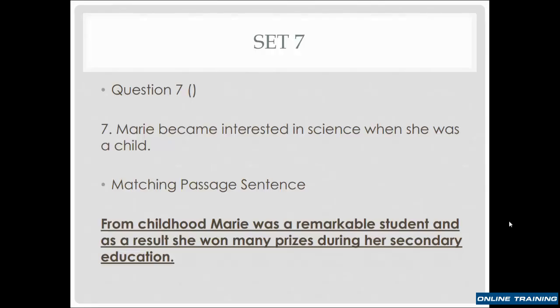secondary education. Right? So, in the question, what we really are focusing on, we see Marie, we see childhood. So, really, what we're focusing on is, did she become interested in science? When we look at the passage sentence, it says, from childhood, Marie was a remarkable student, and as a result, she won many prizes during her secondary education. The answer here will be not given. We don't know if she became interested in science.